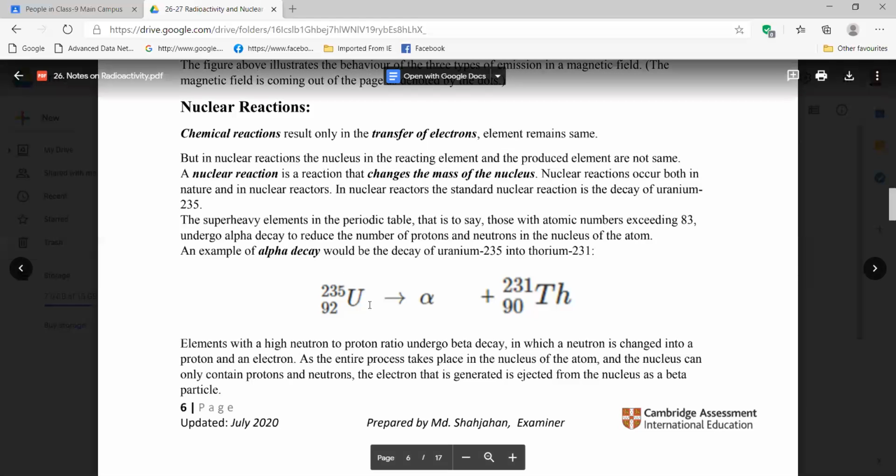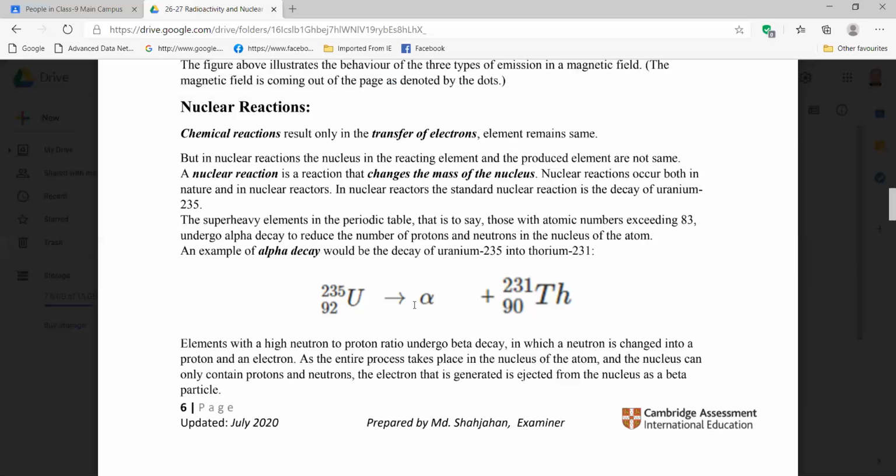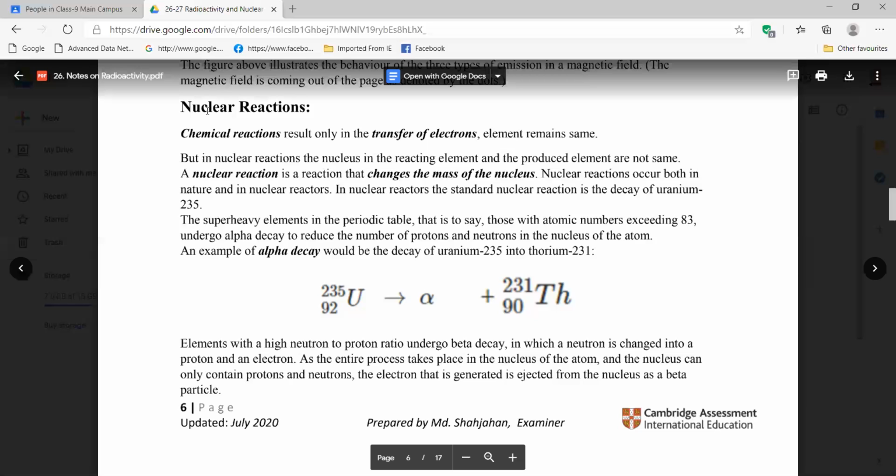So here we have uranium, and if one alpha particle is emitted from this uranium, decaying from the uranium, at that time you are losing 2 protons and 2 neutrons, right? You know about the alpha particle. Can you remember? Alpha particle has 2 protons and 2 neutrons, right? Can you remember that one?